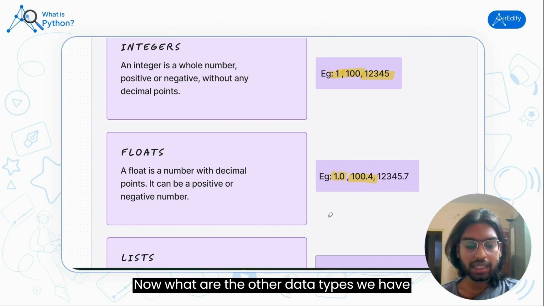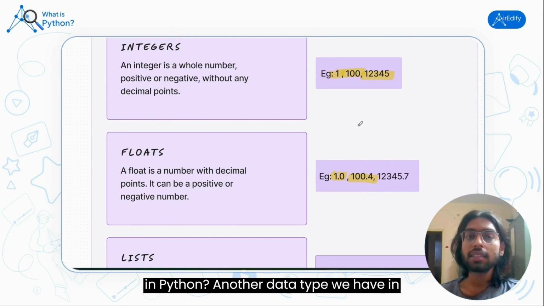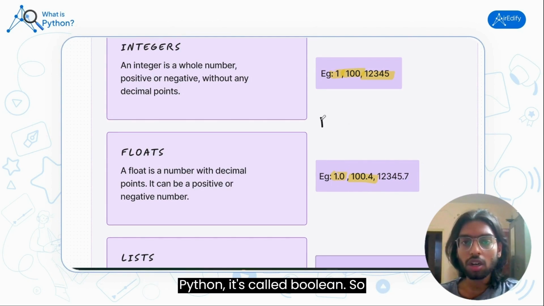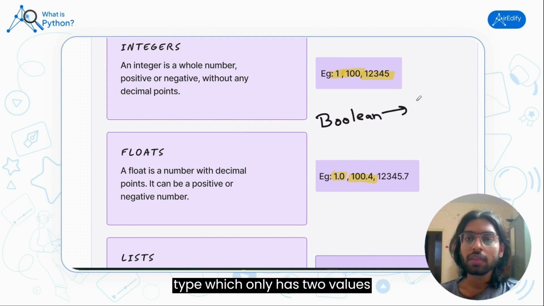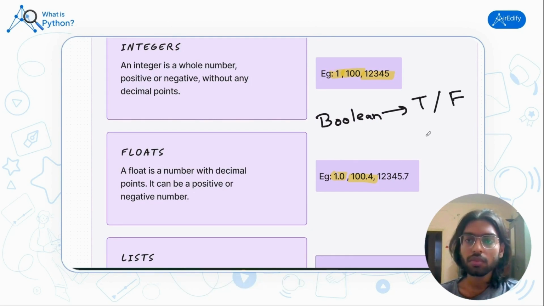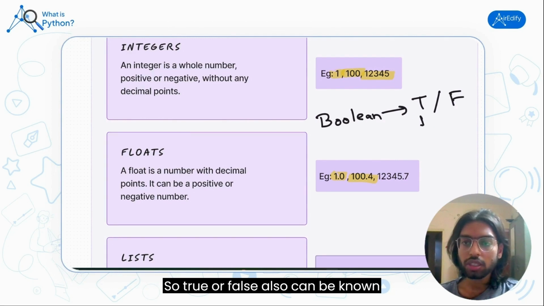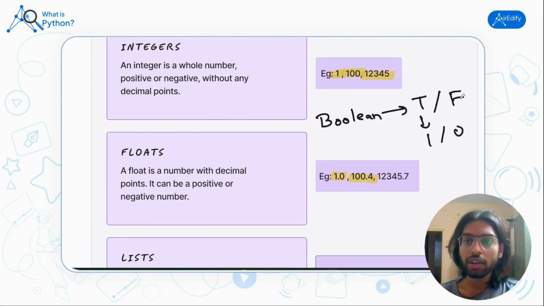Now, what are the other data types we have in Python? Another data type we have in Python, it's called Boolean. So what is a Boolean? A Boolean is a data type which only has two values, which is true or false. So true or false also can be known as 1/0. So true for 1 and false for 0.